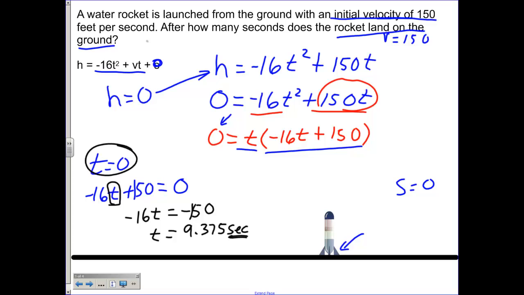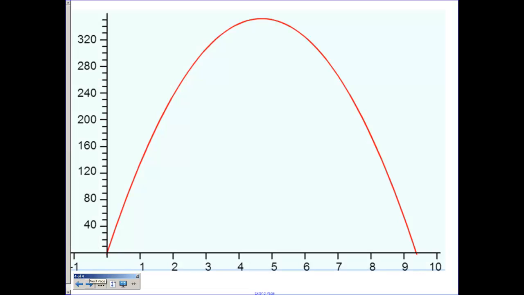And some people don't understand, why is it 0 also? Well, let's take a look at what this graph would look like if we were to put this in a calculator. So we've got the ground level right here, and the rocket is starting at 0 seconds right on the ground. And this is our time value here, so this is time in seconds. And as the rocket goes up, time is progressing outwards towards that 9.375 seconds. And this over here would be the height above the ground.